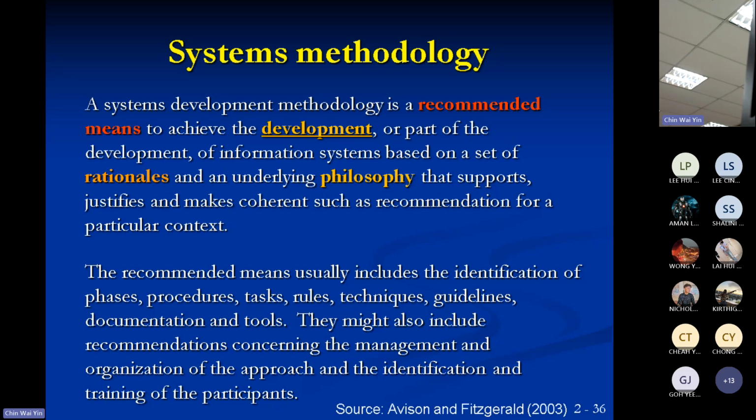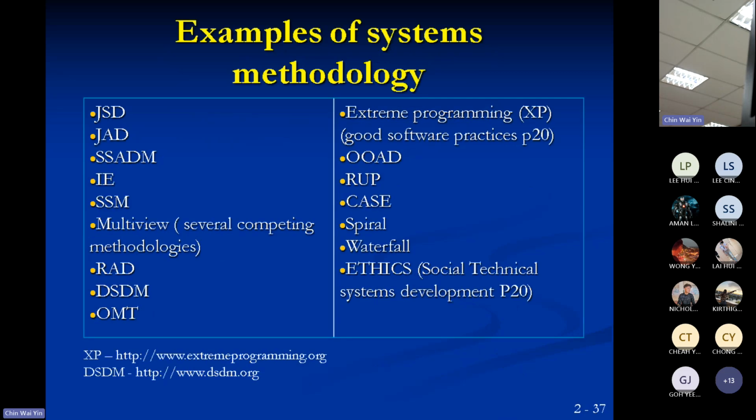So a methodology is a way of doing things, and this systems methodology can help to achieve the development or part of the development of an information system based on its own rationales. That means each recommendation has its own rationale, its own underlying philosophy, and its own recommended techniques and tools to ensure the development or part development of the information systems. Now, why do we say part development? Because there are so many methodologies. This is just a few of them.